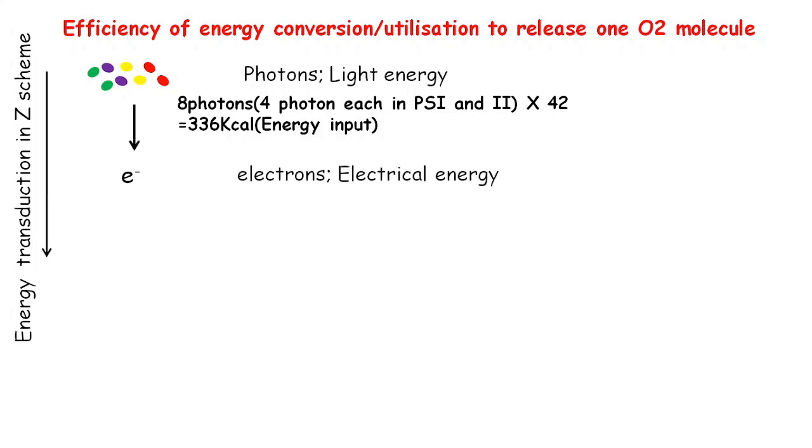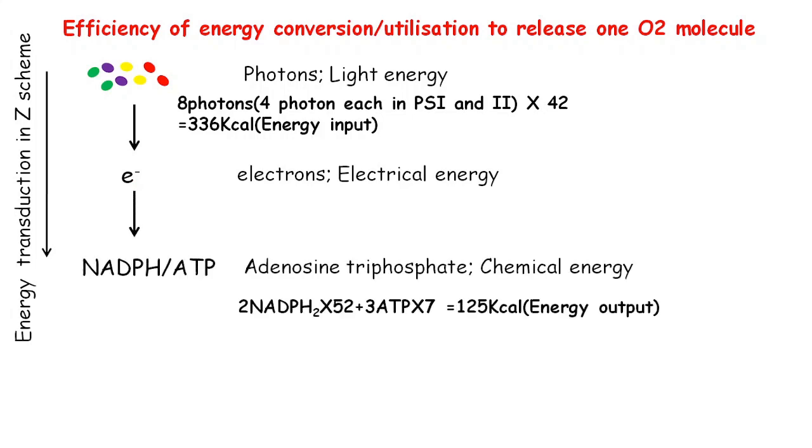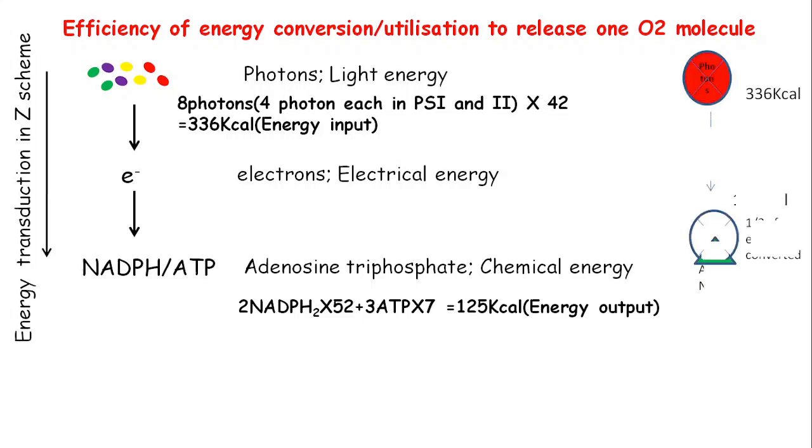So this light energy is converted to electrical energy. Further, the electrical energy is converted to stable chemical energy, like 2 NADPH2 and 3 ATP molecules, each with energy of 52 and 7 kilocalories, totally accounting to 125 kilocalories as output from the photosynthetic machinery. So this amounts to one third of the energy input.